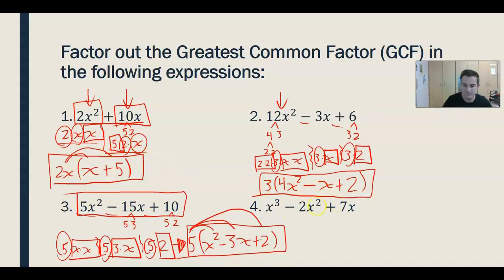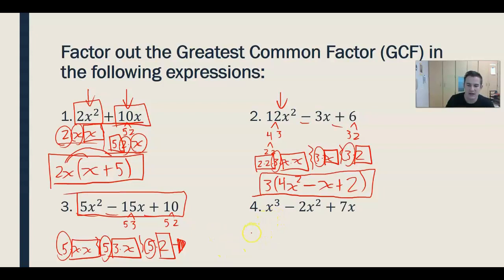Okay, one more. I'm going to erase this so I have room here. Here I'm going to have x times x times x. Here I'm going to have 2 times x times x. And here I'm going to have 7 times x. Notice 2 and 7 are both prime numbers. I can't break them down anymore. What do I have in common in all three of these terms? x, x, x. So I'm going to take an x and bring it out here.